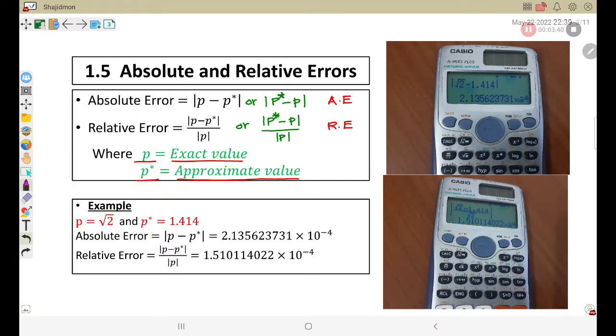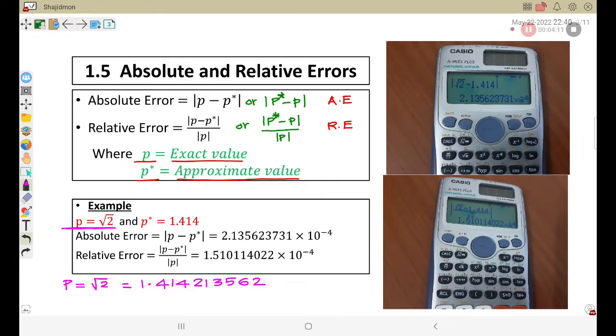Example: P equal to root 2. This is the exact value. You know what root 2 is? You can check by calculator. Root 2 is 1.414213562. It has many decimal digits in that number.